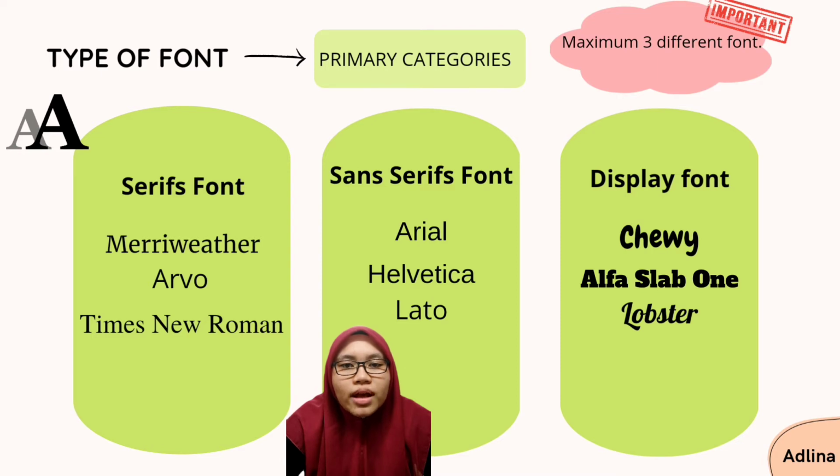Popular fonts include Helvetica, Arial, and Lato. Sans serif fonts are usually best for section headers, captions, lists, and titles in your infographic. Lastly, display fonts. Designers agree display fonts should really just be used as headers to set the mood and theme of your design. Some popular display fonts are Alfa Slab One, Lobster, and Chewy. Important note, you must stick to a maximum of 3 different fonts. If you want to change it, just make it bold or a little bit bigger.